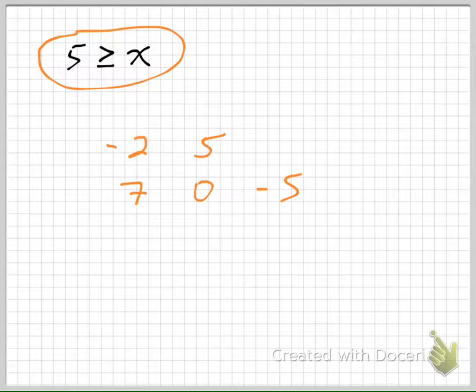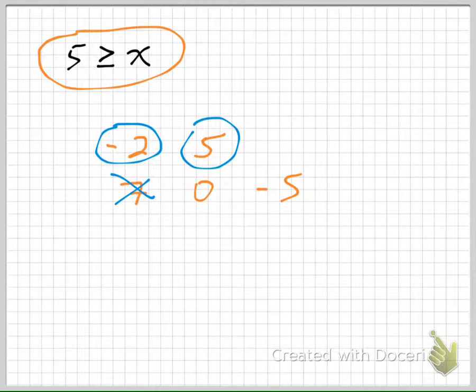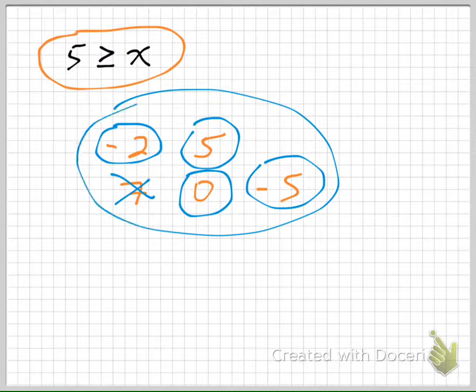Yes, that is. What about 7? Could x be 7? Is 7 less than or equal to 5? No, right? It is not. So no. What about 5? Is 5 less than or equal to 5? Yes. What about 0? Is 0 less than or equal to 5? Yes. What about negative 5? Is negative 5 less than? Yes. So they're all true except for that 7.